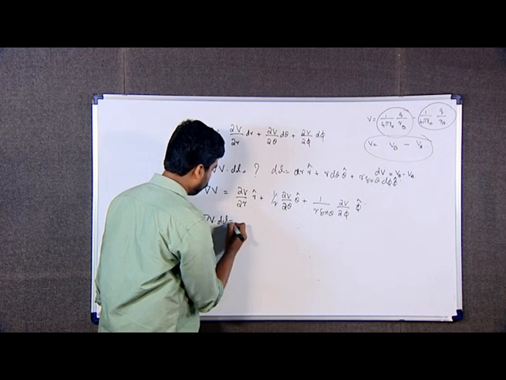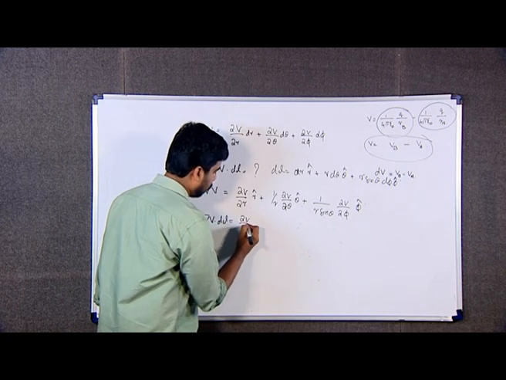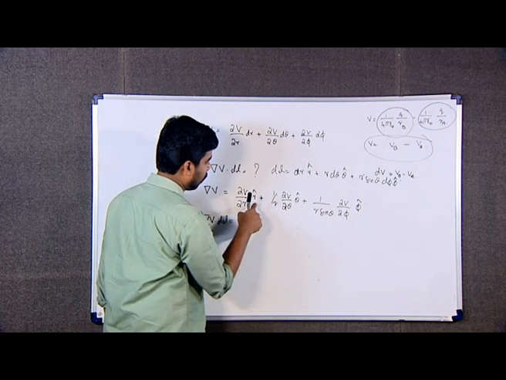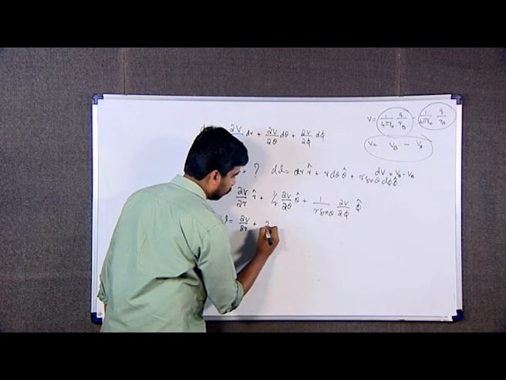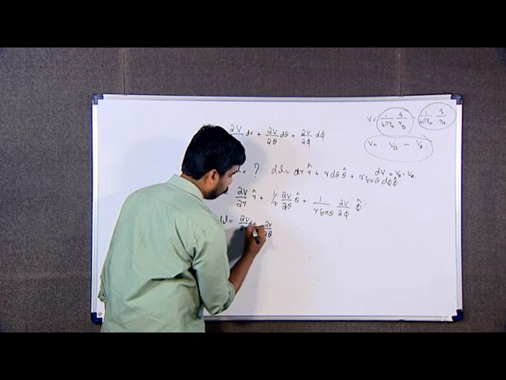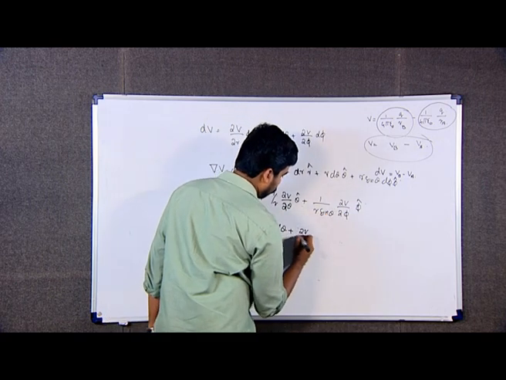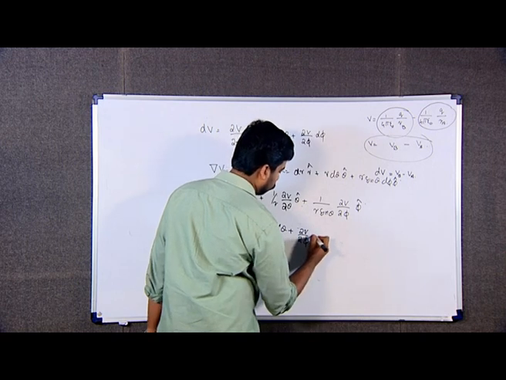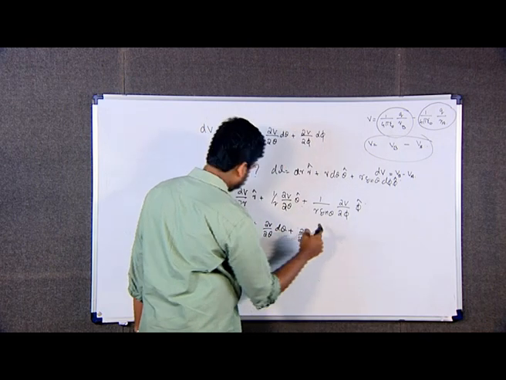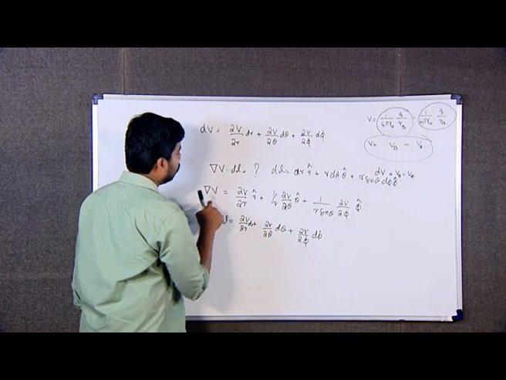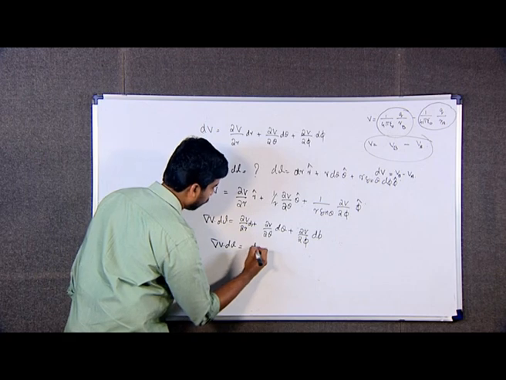So, I can find out what is del V dot dl, which will give you the result as dou V by dou R into dr, since R cap dot R cap becomes 1, and 1 by R and R cancel, that is dou V by dou theta into d theta, plus the R sin theta cancels, giving dou V by dou phi into d phi. This shows that del V dot dl can be represented as dV.